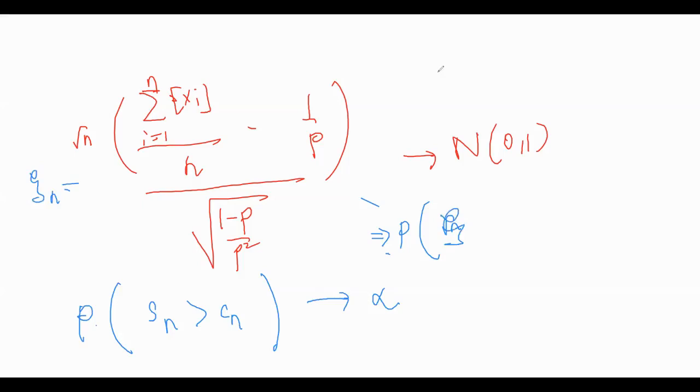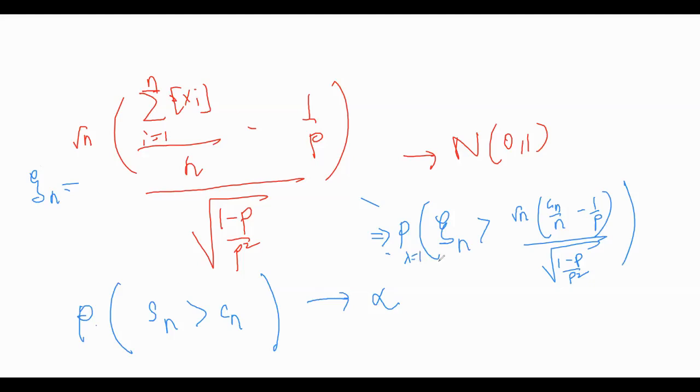Probability xi n is greater than root over n Cn by n minus 1 by p, by root over 1 minus p by p square. Okay, so this is the reason, this is the idea. So now observe that xi n goes to normal 0, 1. So therefore this goes to probability of z, let's call this random variable z, greater than this term, and which is equal to alpha, it's given, right? The probability of Sn converges to alpha.